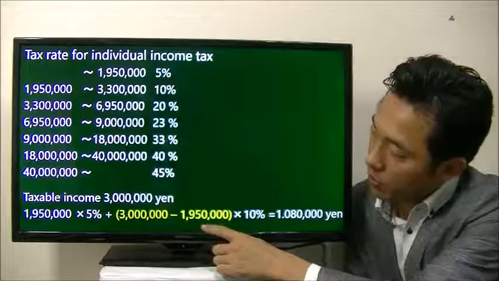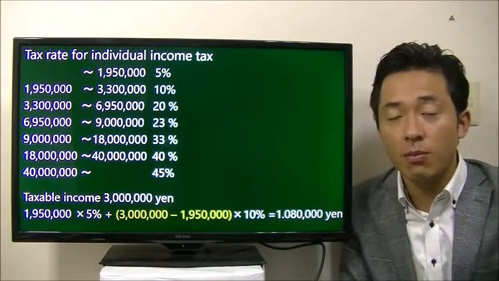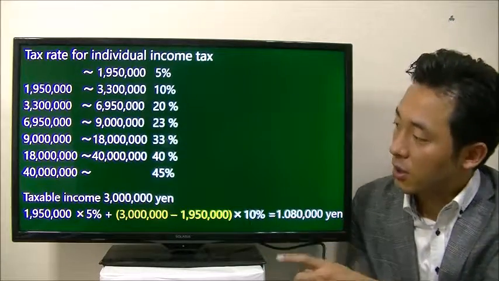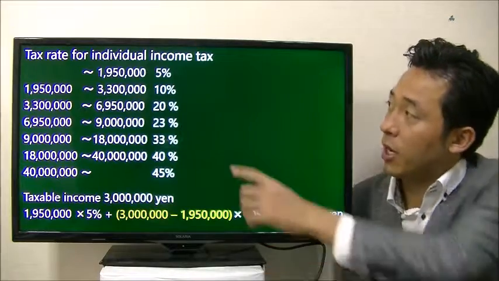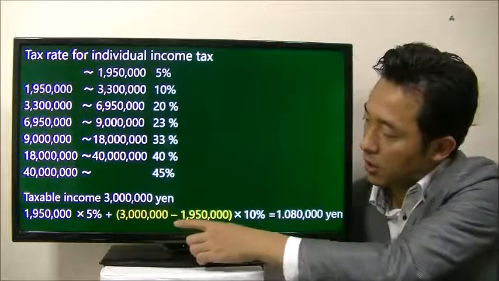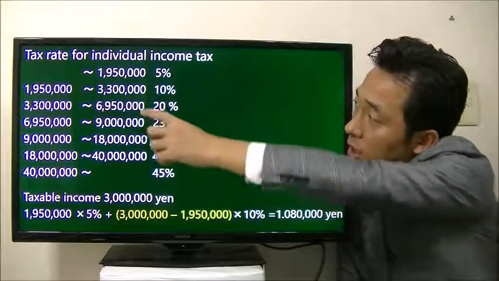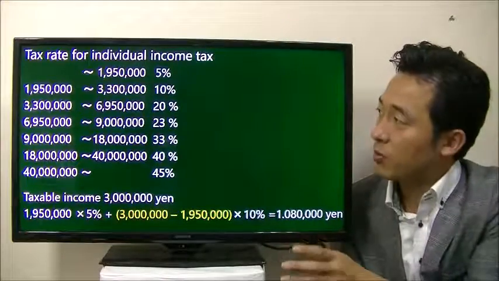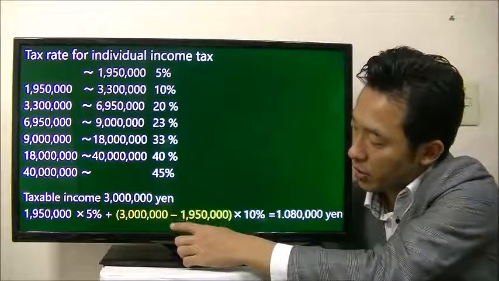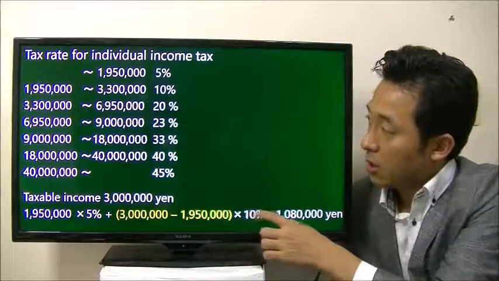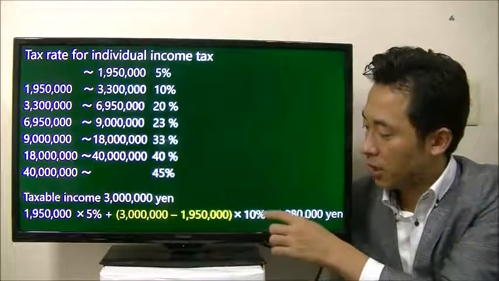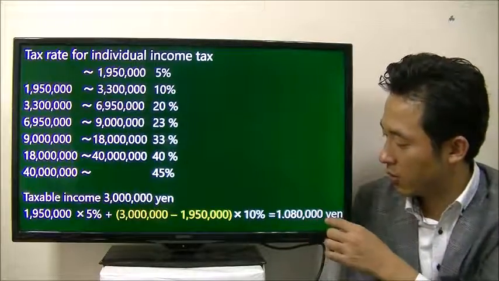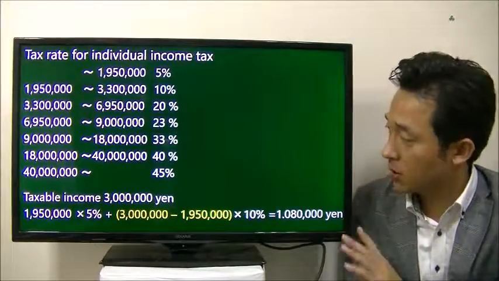Let me show you by example. If your taxable income is, for example, 3 million Japanese yen, the calculation will be 1.95 million multiplied by 5%, and the amount exceeding 1.95 million and less than 3.3 million, which is 3 million minus 1.95 million, will be taxed at 10%. In total your tax will be about 1 million Japanese yen. So it's a really important point.